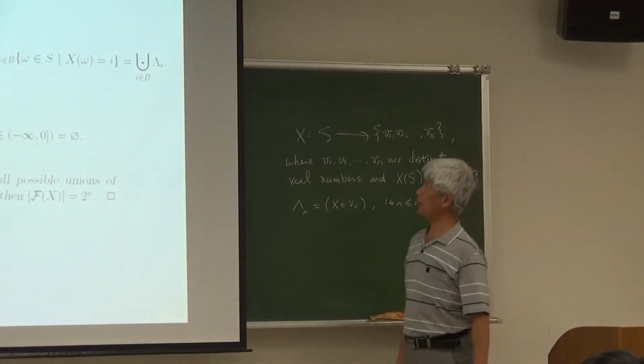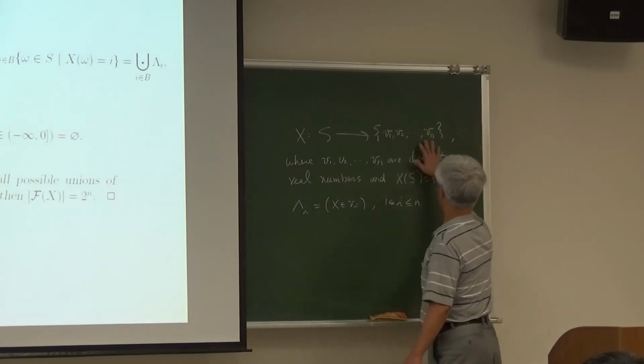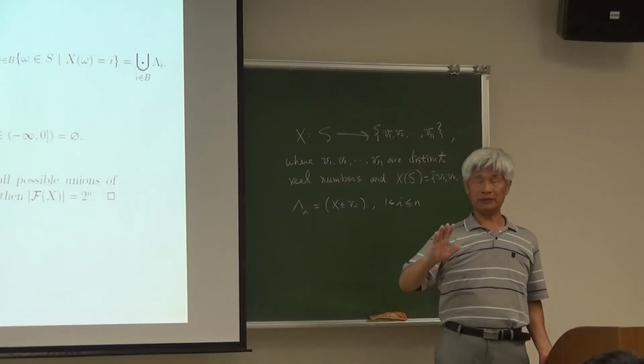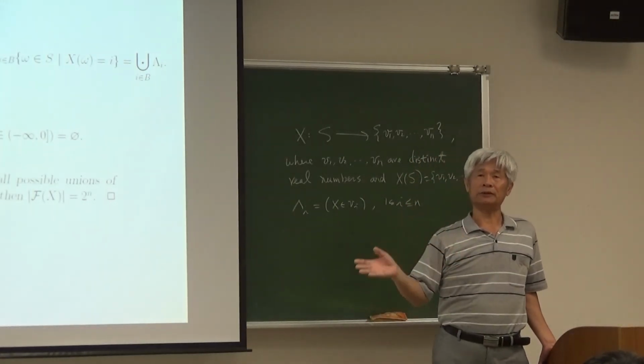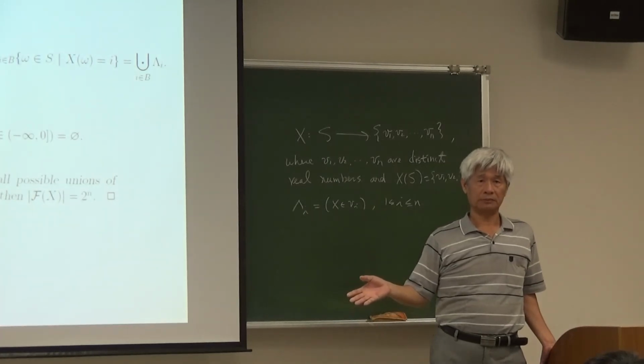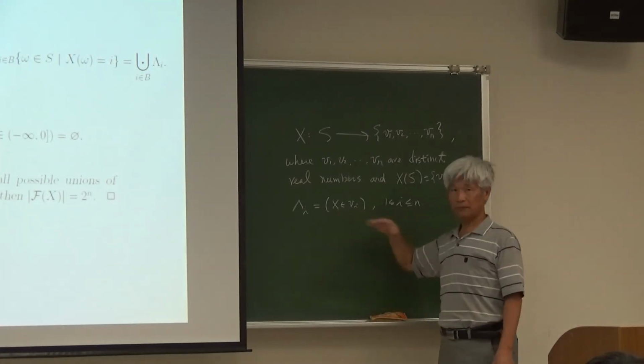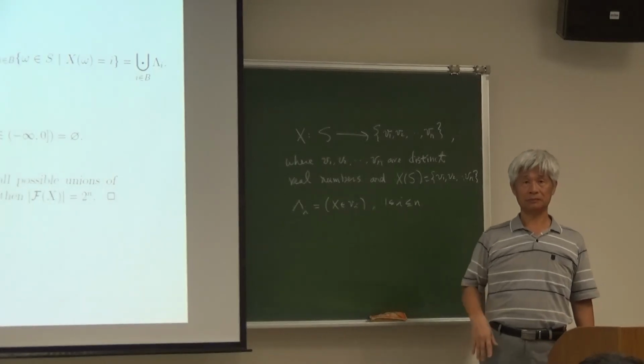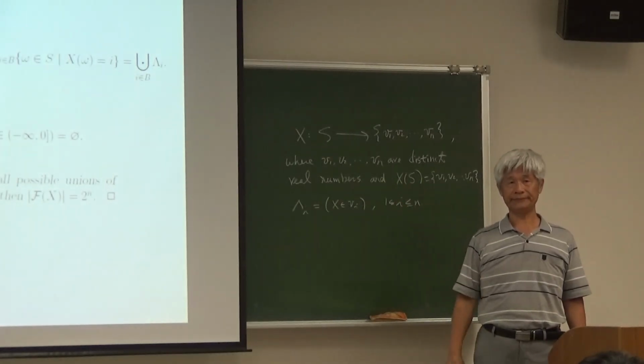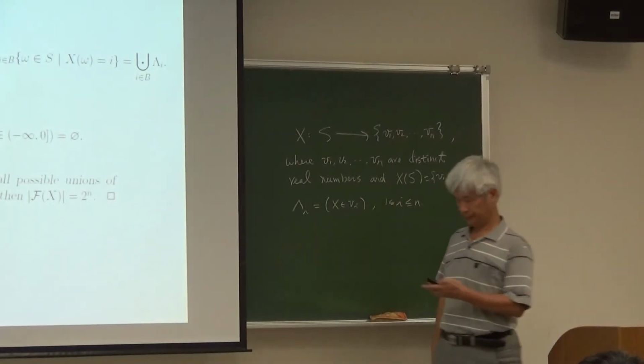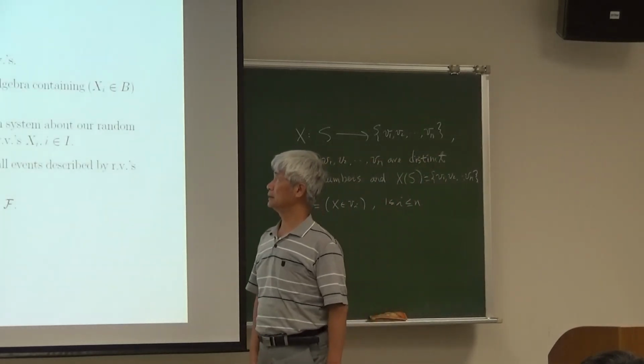And of course, it is possible that the range is infinite. For example, the range of a discrete random variable can be the set of all positive integers. And so you may have infinitely many atomic events, but they are countably many. Any questions?